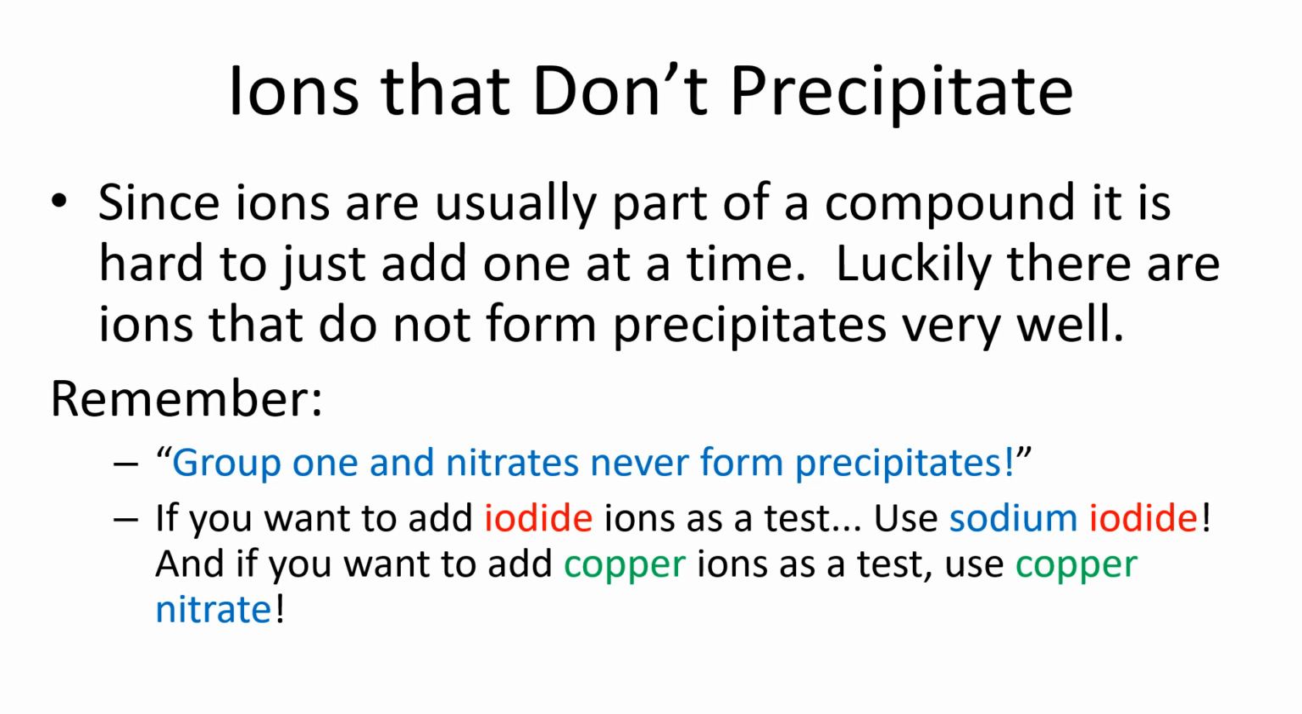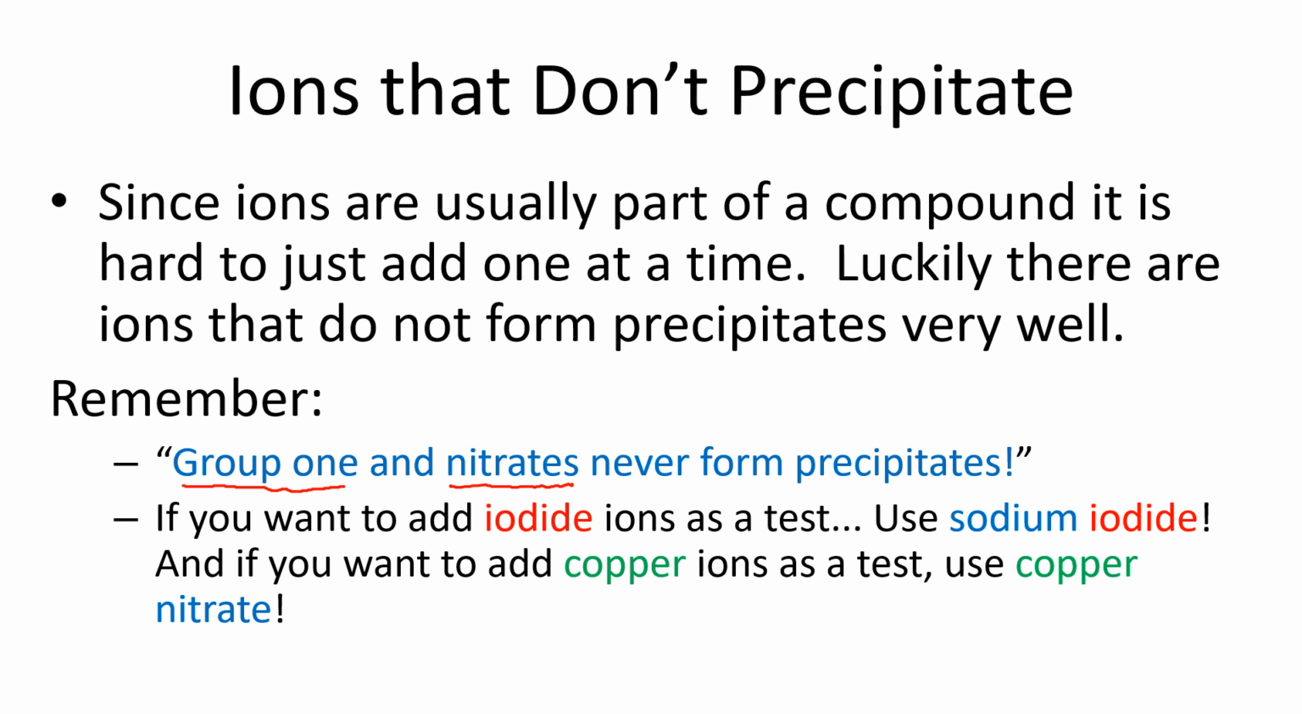So just a reminder there, I alluded to it in the previous slide. If you want to add a specific ion to a group, you can just find a compound that has either a group 1 ion, because those don't precipitate, or nitrate, because those don't precipitate either. So the little rhyme is group 1 and nitrates never form precipitates.